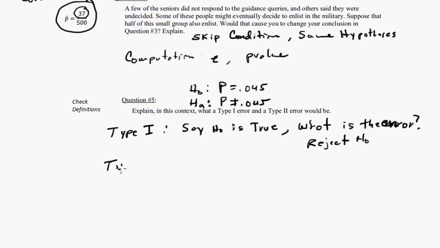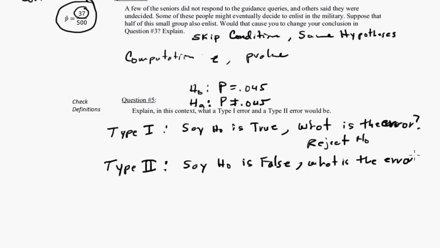Okay, and then a type 2 is it. Now that we've assumed that H0 is true, now say H0 is false. So what kind of error? Now what is the error? Well, we would retain. We fail to reject H0. Okay, so what does that mean in context? So just write that out. Okay, so there's your hints.